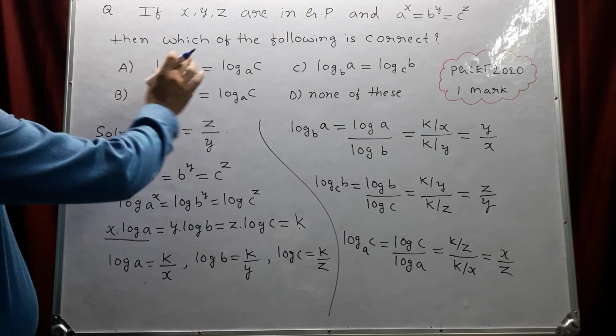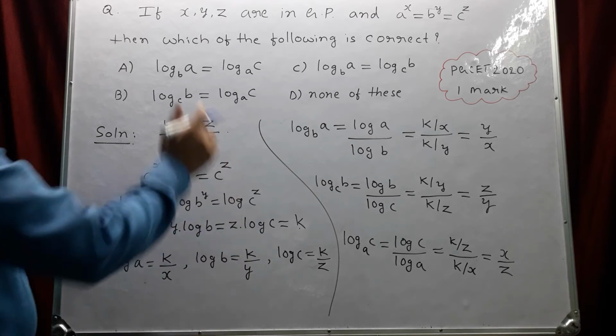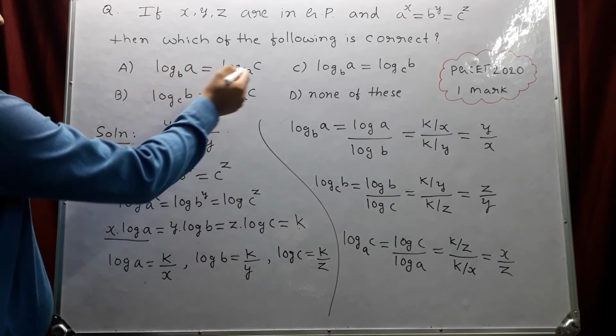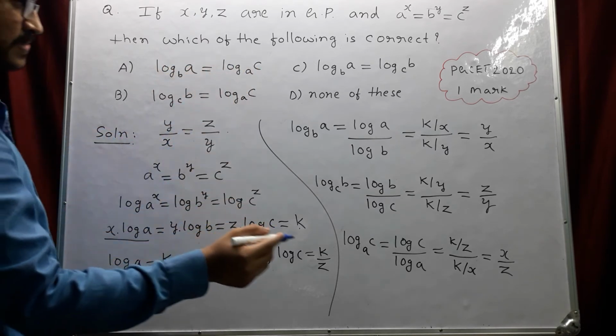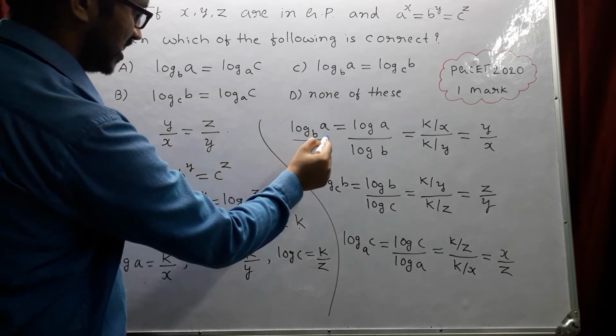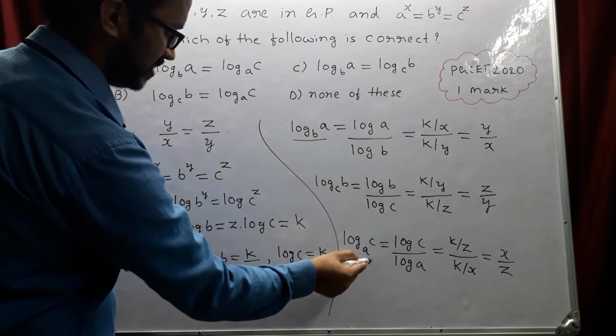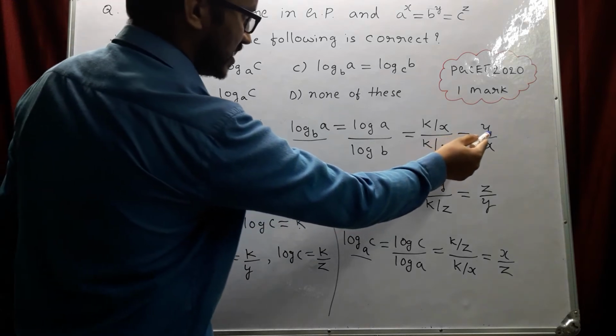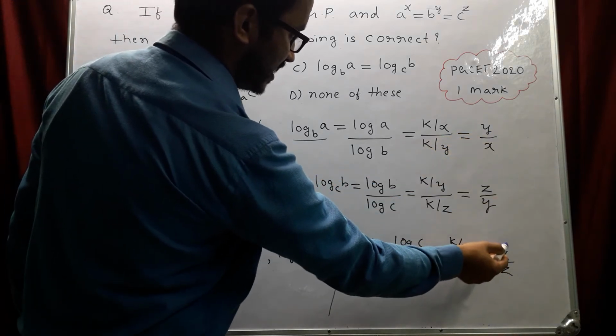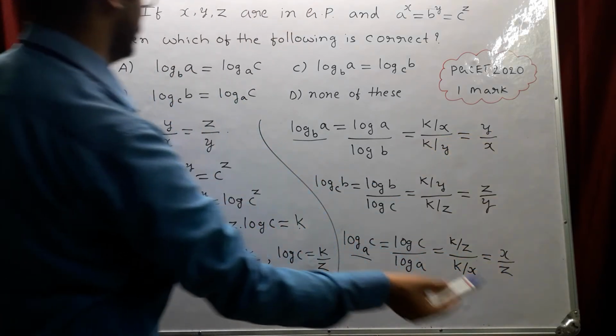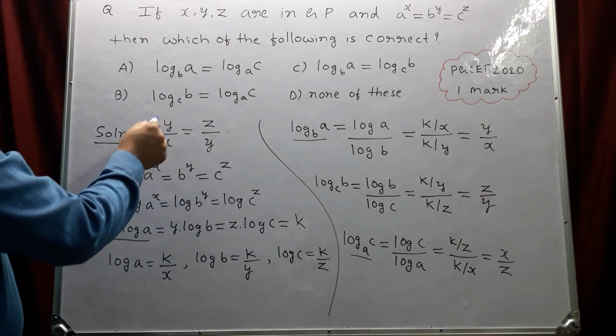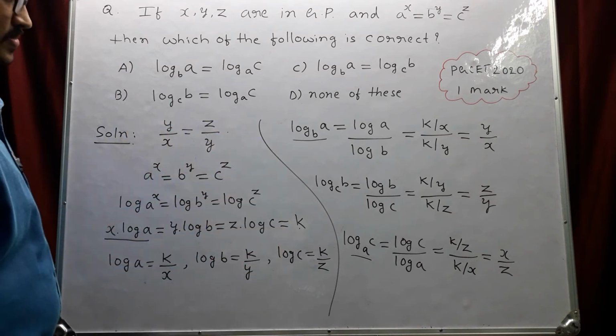Now see here, which is the right option. Whether log a to the base b is equals to log c to the base a. This is log a to the base b, and this is log c to the base a. If you see the RHS, y by x, whether it is the same as x by z. At the beginning, y by x, it is not the same.